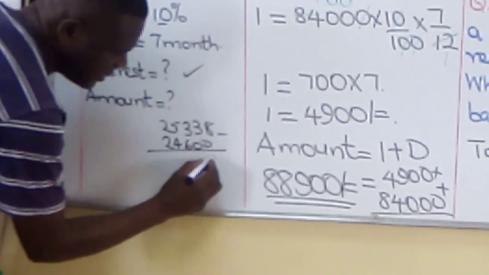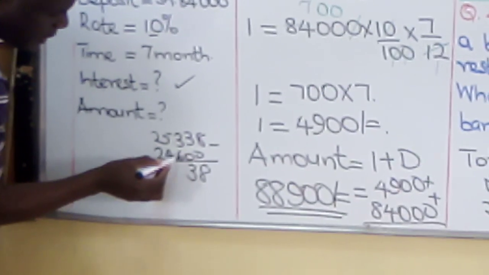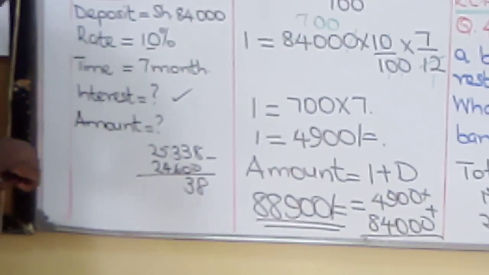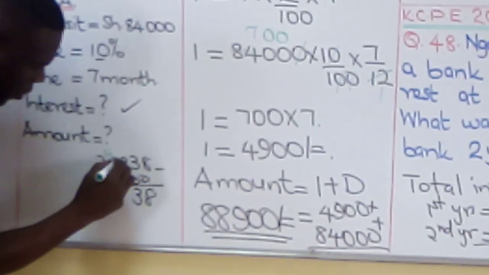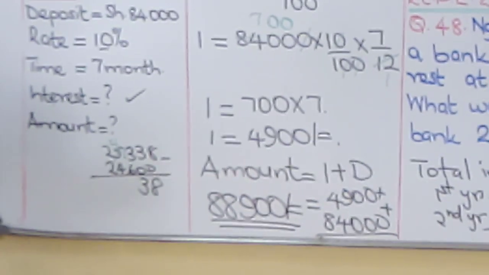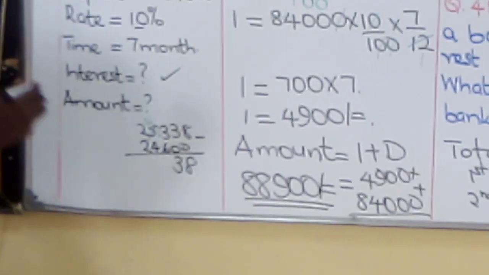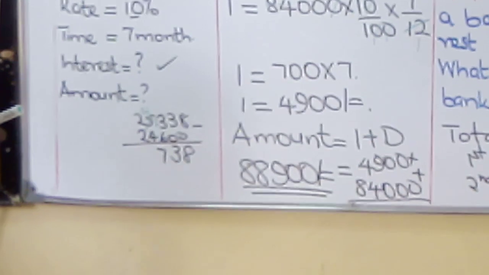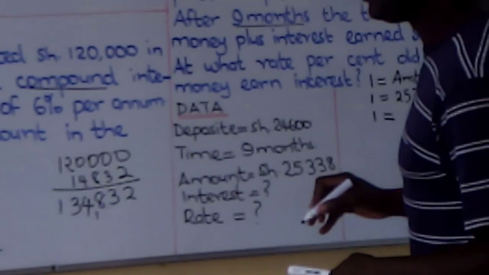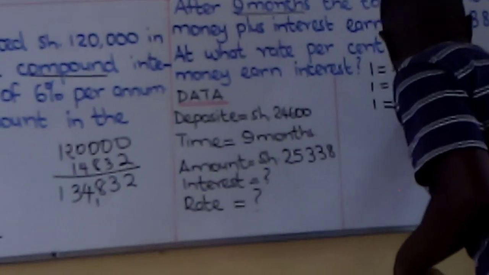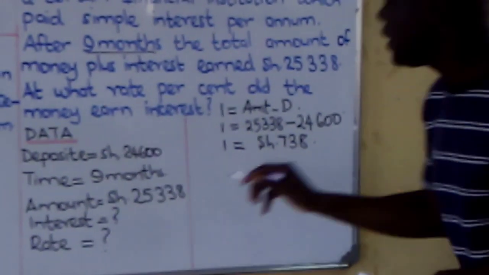8 minus 0 is 8. 3 minus 0 is 3. 3 minus 6 is impossible, and so we borrow 1 from the neighbor, which is 5. We are left with 4. That one you bring next to 3 and it becomes 13. 13 minus 6 is 7. So boys and girls, interest here is going to be 738 shillings. That's interest. Now we have completed the first task.